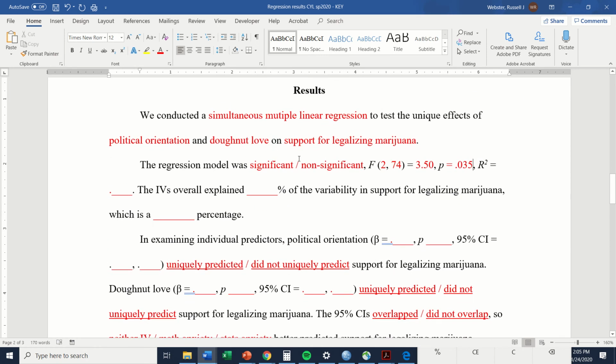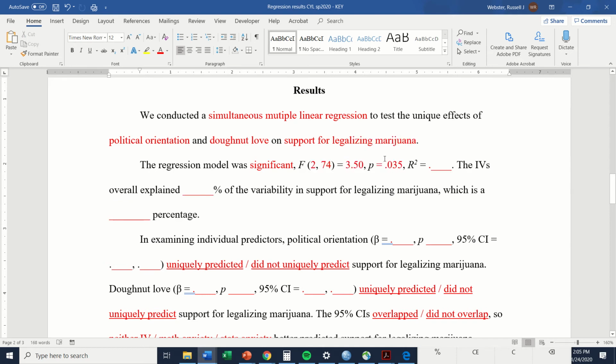So the overall regression model was significant, given that our p-value was less than or equal to our criteria of 0.05. So given that our overall regression model was significant, we know that there's at least one of our independent variables here, political orientation or donut love, that uniquely predicts our DV, support for legalizing marijuana. But we don't know if it's political orientation that wins out here, or if it is donut love that wins out, or if it is a draw and both significantly, uniquely predict our DV. We don't know until we look at the coefficients table. But we first have to talk about our R squared for the overall model.